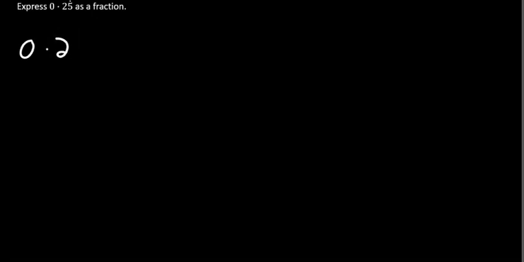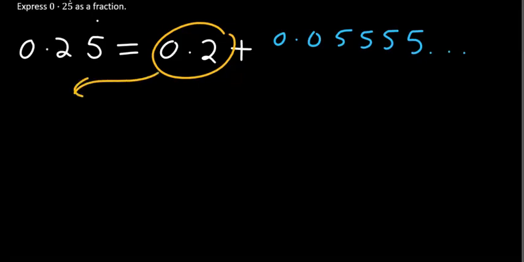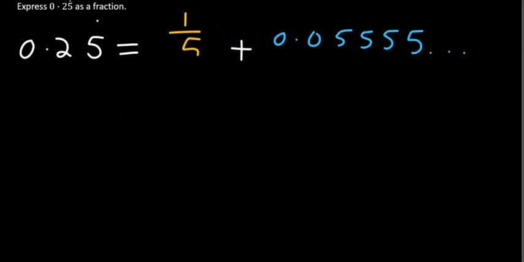So let's rewrite this number as 0.2 plus the balance, where the balance is 0.05555 and so on. The first number is pretty easy. It is just 2 over 10, or quite simply 1 over 5. So we can readily write the first term as 1 over 5. The trick is the second term. This is where the geometric series comes in.